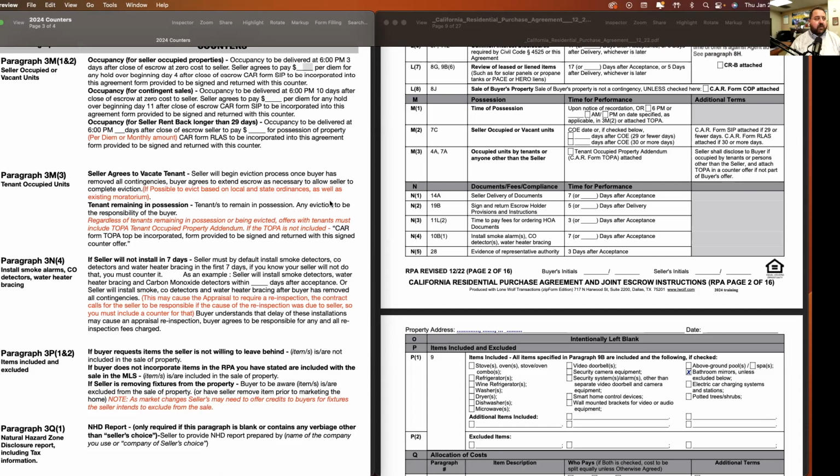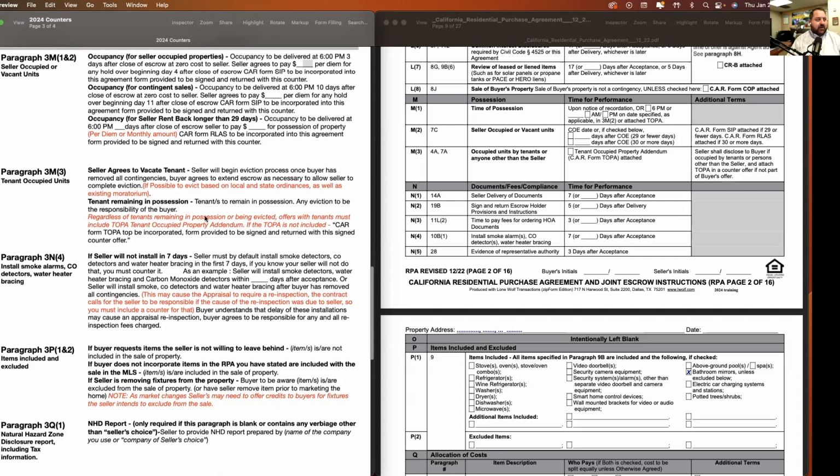And if I'm selling it with the tenants to remain in possession, the counter is this: tenants to remain in possession. Any eviction to be a responsibility of the buyer. CAR form TOPA to be incorporated, form provided to be signed in return with this signed counteroffer. Even if you're vacating the tenants, you've agreed to that, you still have to put the TOPA. If you're selling it with the property and the tenants in possession, you still have to put the TOPA.